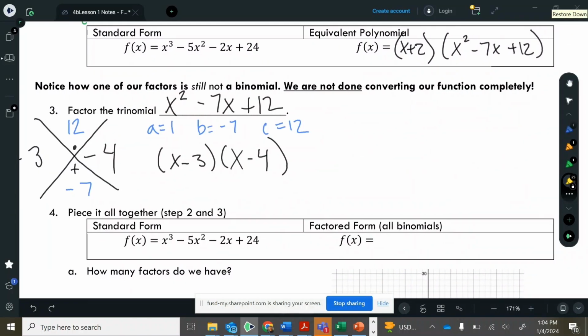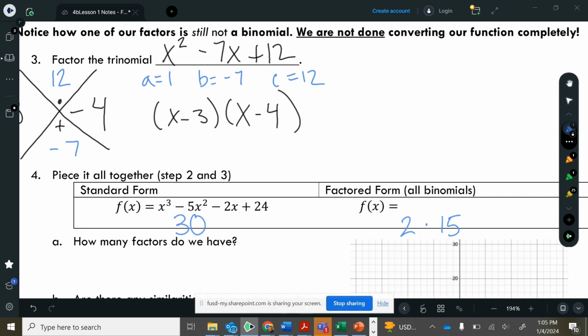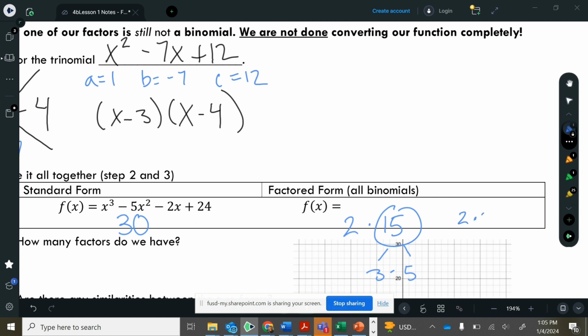Okay, so on number 4 here, piece it all together. So standard form to factored form. And here we're going to be able to write it as 3 factors. If we were to do this with a number, say, for example, we got the number 30, and then we figured out that we could factor it like this, 2 times 15. But then we realized, hey, we can also factor 15 into 3 times 5. So we end up writing it as 2 times 3 times 5, factored into 3 factors.